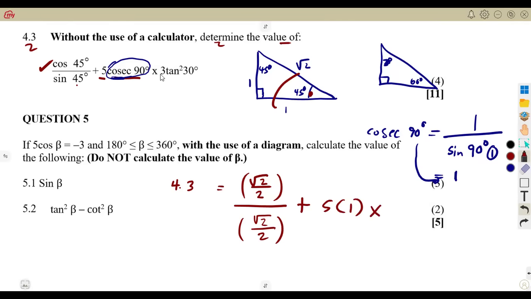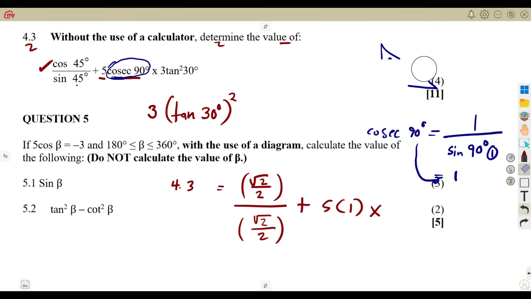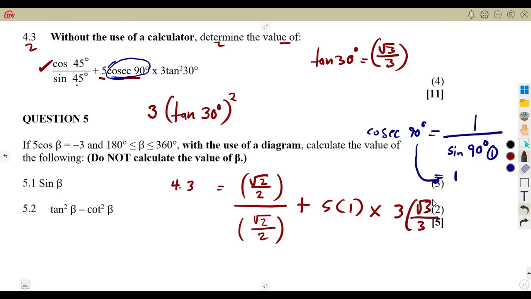Multiplied by what? 3 tan squared. Like I said, whenever there's a squared, it means this is tan of 30 degrees, then we square it. So you find tan 30, then you square it. If you simplify, the tan of 30 degrees is going to be square root of 3 over 3. This is the tan of 30. But it must be squared. So this is 3 into the square root of 3 over 3 squared.